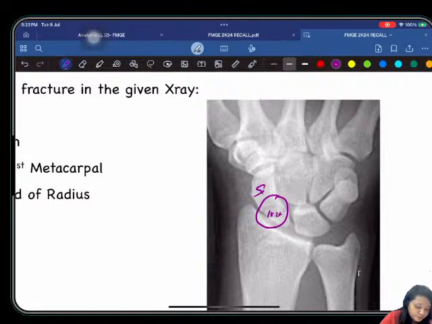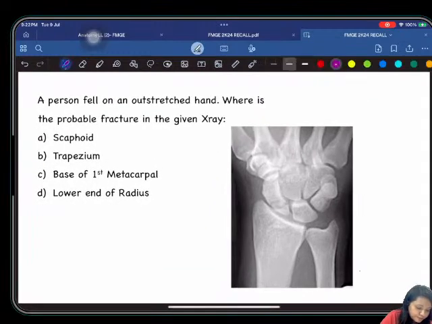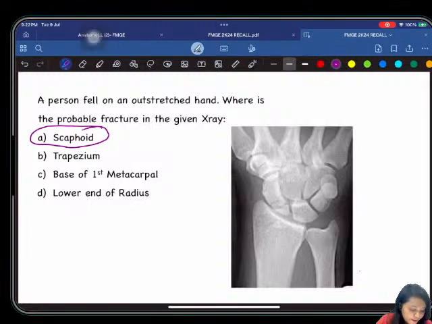So the answer will be your scaphoid. Okay, the answer will be your scaphoid.